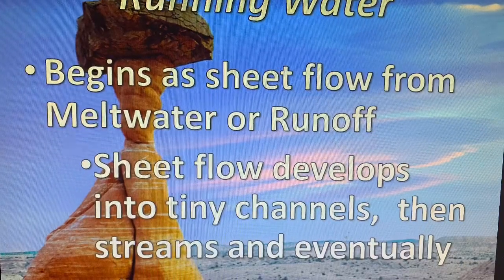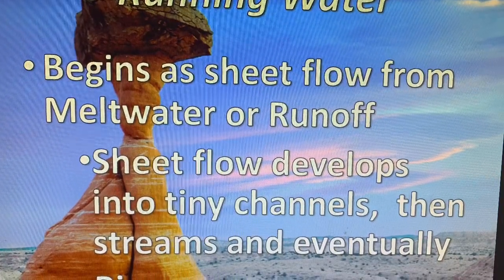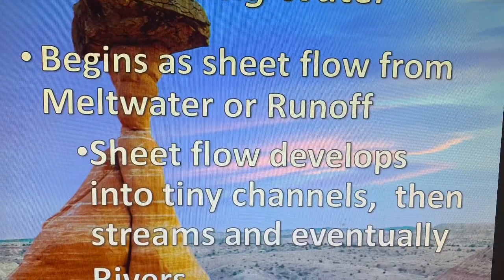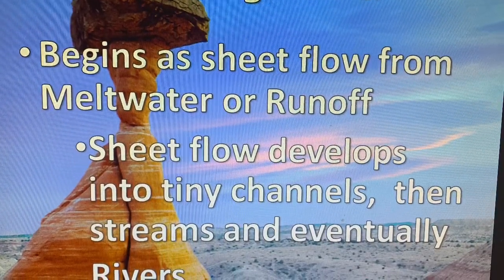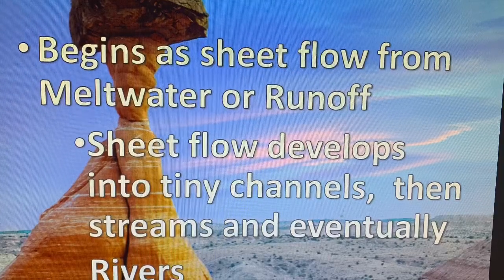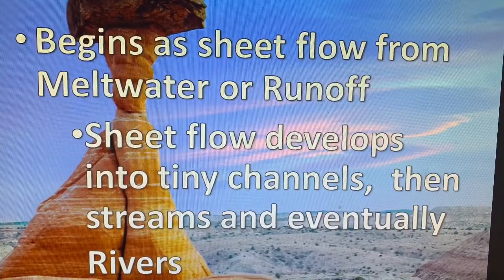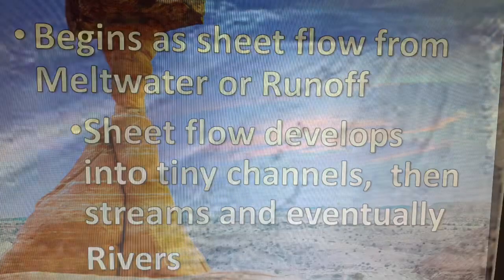Now running water is always going to begin as what we call sheet flow. I'll show you a picture of what that is in a second. This could either come from direct precipitation and runoff, so it rains, it snows, or something like that, and then the water runs along the ground, or melt water from a glacier or an ice cap at the top of a mountain.